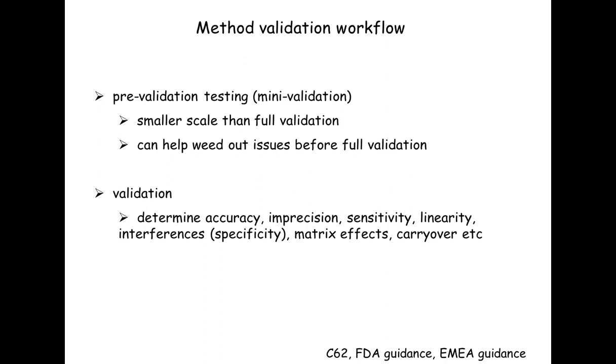So when you've got to this point, you should have your LC method, your mass spec method, and your sample preparation method sort of ready to go. They should all be sort of set. So pre-validation testing, you can kind of think about it as a mini validation. So it's smaller scale than a full validation, and the point of it really is to help weed out issues before you embark on a full validation. If the data from the pre-validation looks good, then you can go into full validation, which includes determination of a bunch of different parameters that are listed on the slide. And again, as I mentioned, these documents at the bottom of the slide are very good guidance.